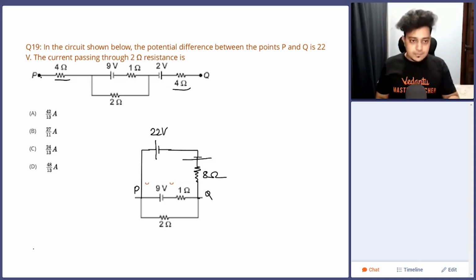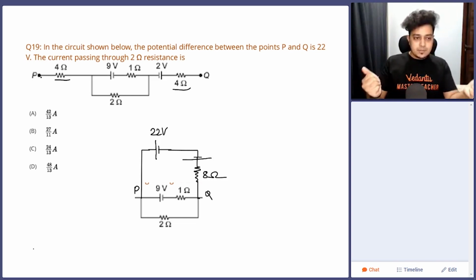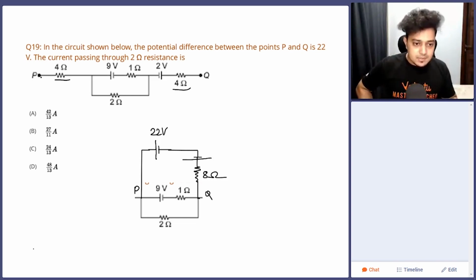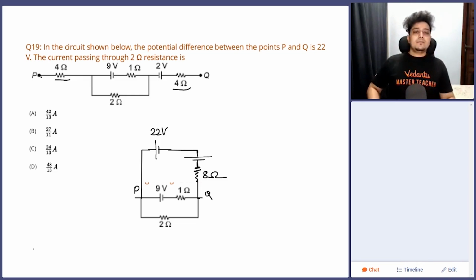Okay, so the battery. P is at higher potential, so the battery should be the other way around, isn't it? So this one should get the negative side. Okay, so this is how the battery should be.